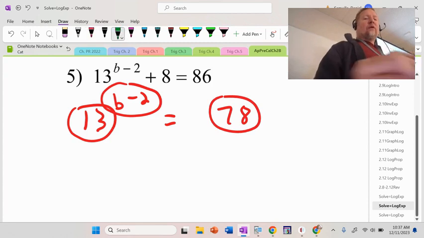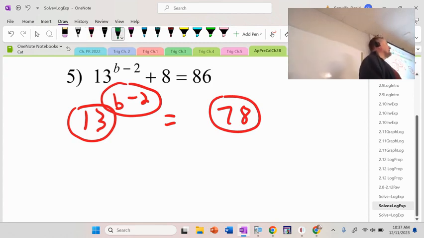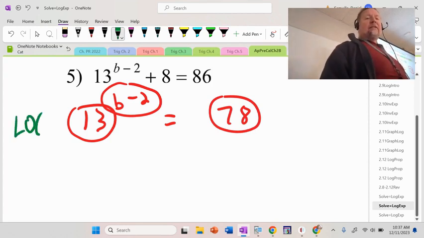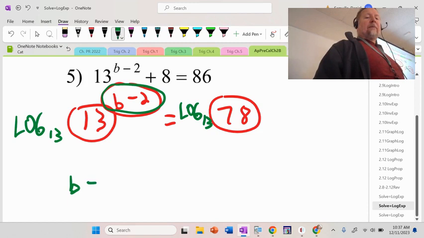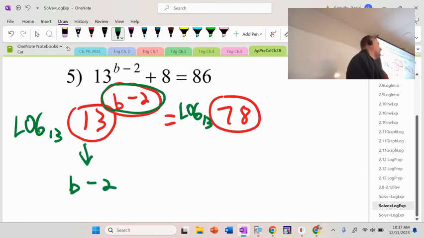You know what they're gonna do? The ones that, whatever you do to one side, say it. What they do is they log base 13 both sides, because you can, and then that's that other rule. Log base 13 of 13 raised to this power is just that power. That's what this ends up being on this side.